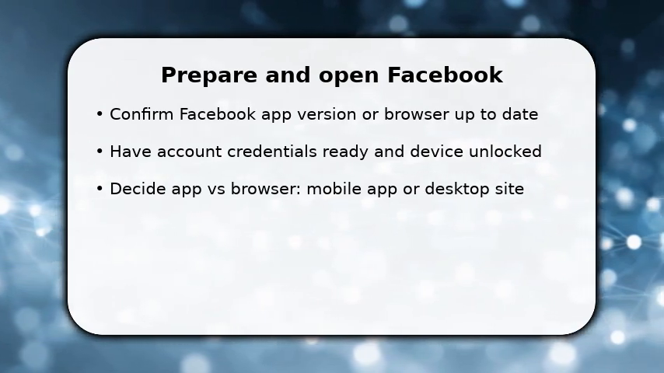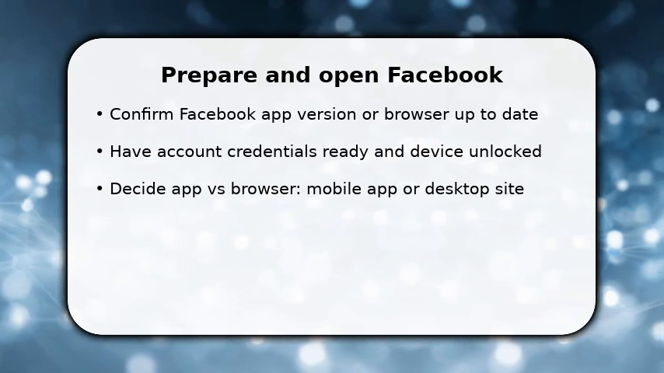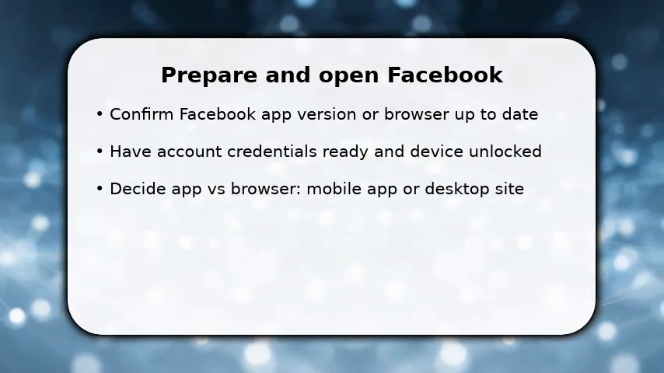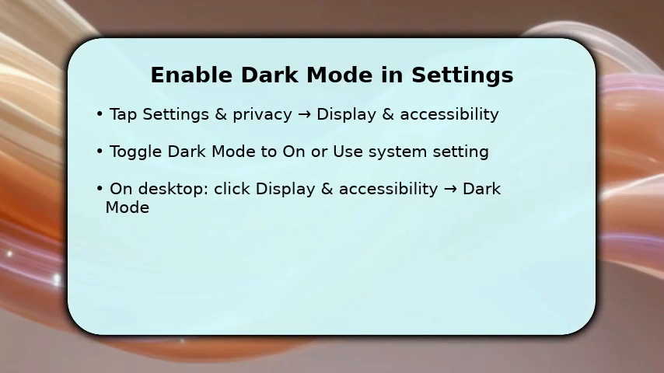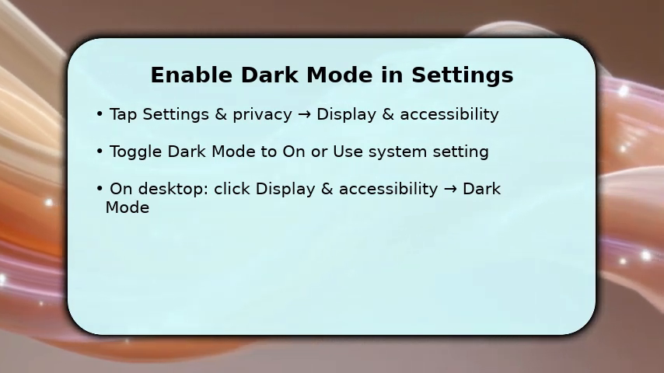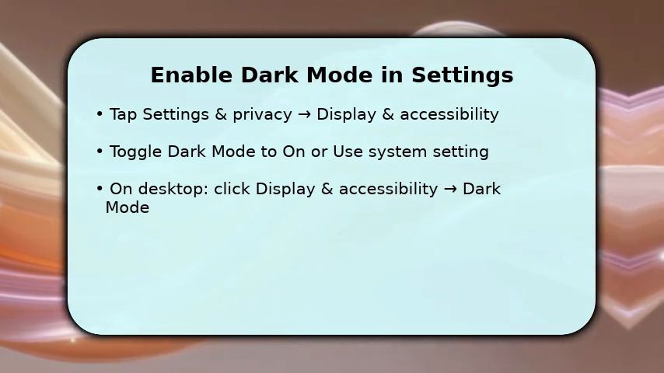Now that you're in the main menu, we'll navigate into display options to locate dark mode controls and apply the theme. Next, open Settings and Privacy, then choose Display and Accessibility. This is where Facebook groups display settings. You'll see dark mode with options: on, off, or use system setting. Pick on to force dark theme regardless of OS.